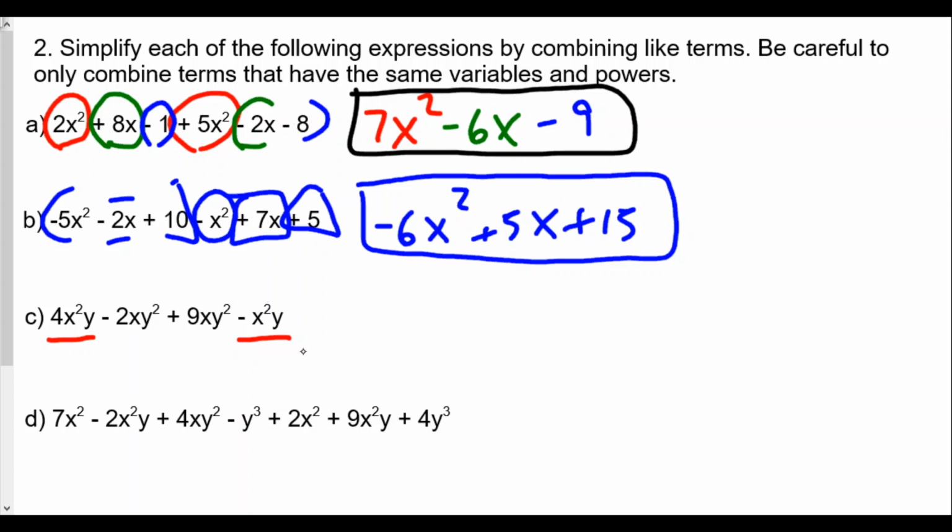So notice in this case that we had to make sure that they matched. The 9xy squared would not match up with the 4x squared y. Instead, the negative 2xy squared would match up with the 9xy squared. And so here we would get 4x squared y minus 1x squared y.